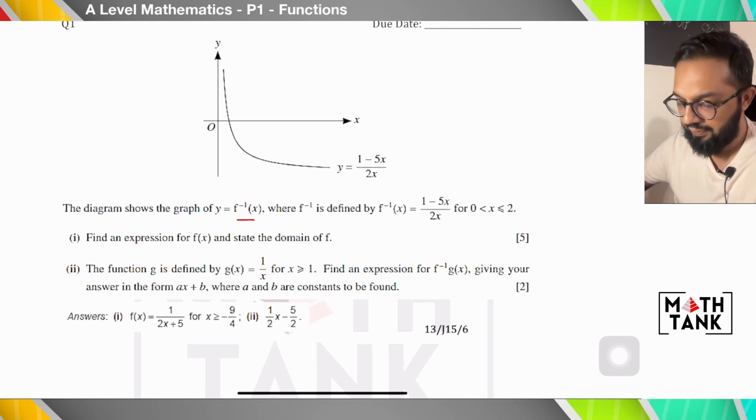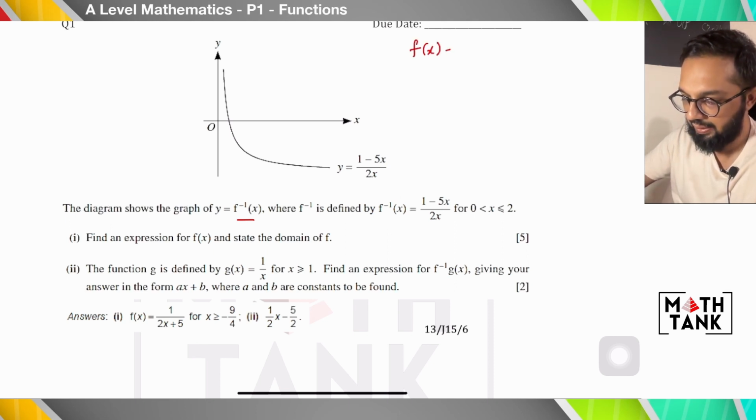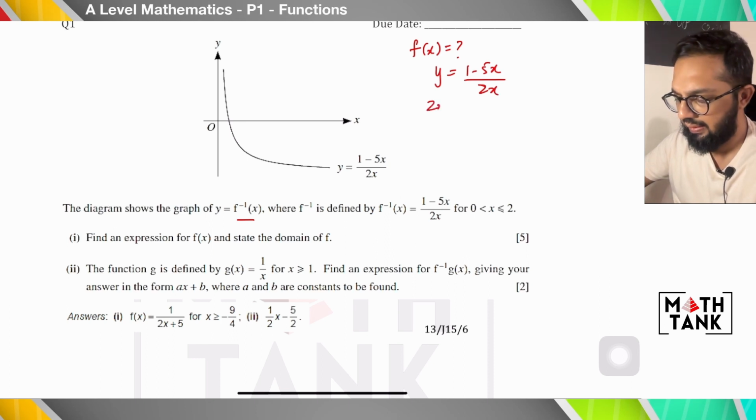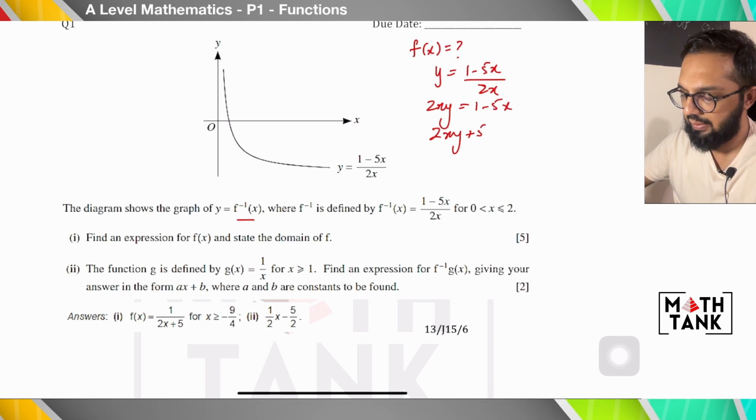It says the diagram shows a graph f inverse of x, where f inverse of x is defined by this. Find an expression for f of x. So you find f of x in the same way that you find the inverse. You take the inverse function, replace f inverse x with y, and then try to make x the subject this time. So I get 2xy plus 5x equals 1, x(2y plus 5) equals 1, so x equals 1 over 2y plus 5. So f of x should be 1 over 2x plus 5.